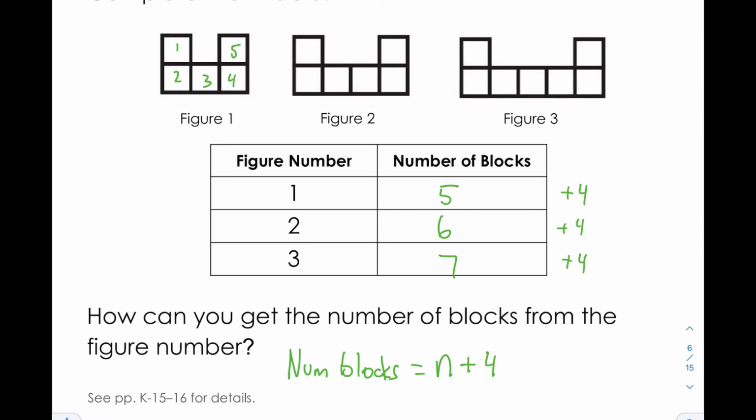So if I asked you, for example, figure number 125. So if we were to extend this table all the way down to number 125, how many blocks would be in it? Now you could do it the long way by just extending this table and calculating every single figure number up to 125, or you could just apply our expression. So you could say the number of blocks is equal to 125 plus 4, and that is equal to 129. So figure number 125 would have 129 blocks.